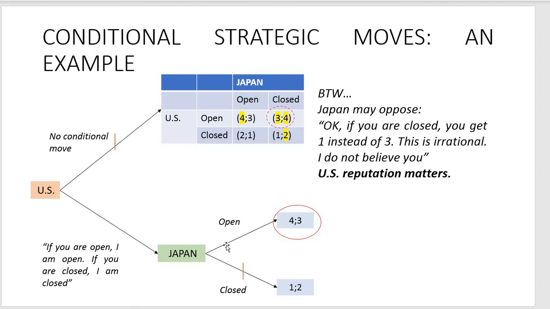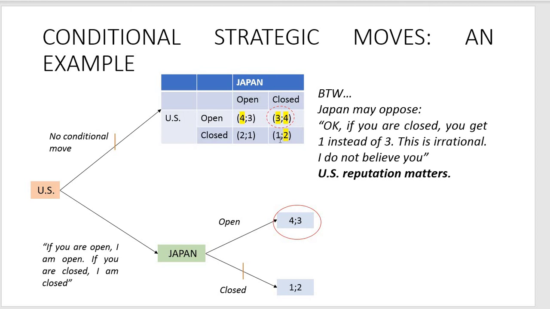Then Japan can choose between being open and getting 3, and being closed and getting 2. So obviously it's better for Japan to be open and get 3. And then this is our Nash equilibrium. So instead of this equilibrium in a one-time simultaneous moves game, which is here, we get this equilibrium. There is one important thing to underline: just to recall, if you stay open, I stay open. If you are closed, I am closed.